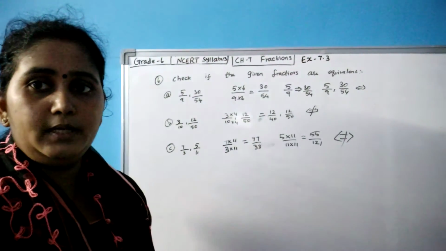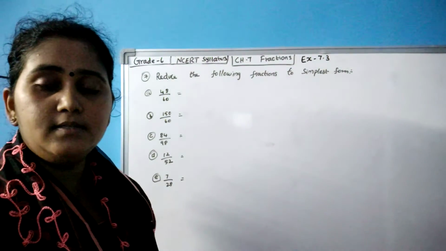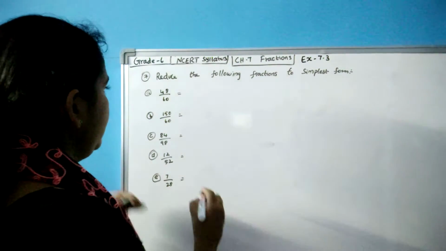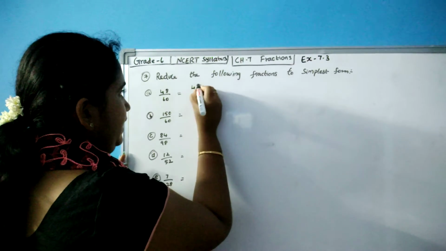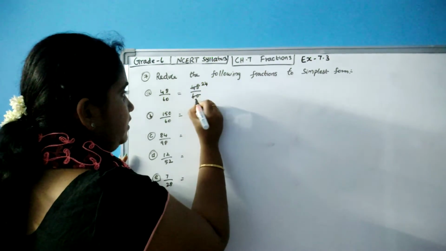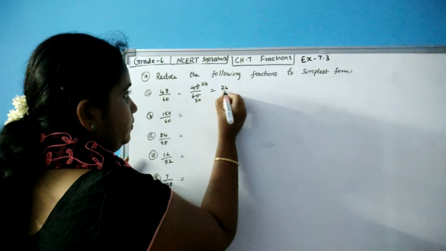Now we'll move on to the next sum. So here is your next sum. You have to reduce the following fraction to simplest form. So 48 by 60. I am rewriting it. 48 by 60. 2 twos are 4, 4 twos are 8, 3 twos are 6, 0. So I am getting 24 by 30.